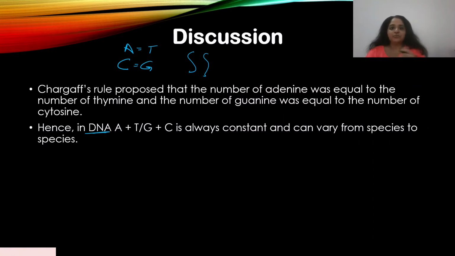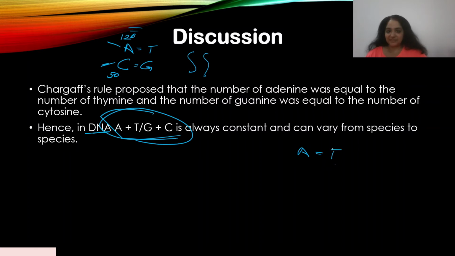But obviously, the number of adenine can be different from the number of cytosine. So if you have a DNA segment and you have 120 adenine, but you have 50 cytosine, yes, that's possible for a particular species. But the ratio of that species will remain constant. It can vary from species to species, but it will remain constant for one particular species, this ratio. Now this is what Chargaff stated. Yes, the number of purines will be equal to the number of pyrimidines.